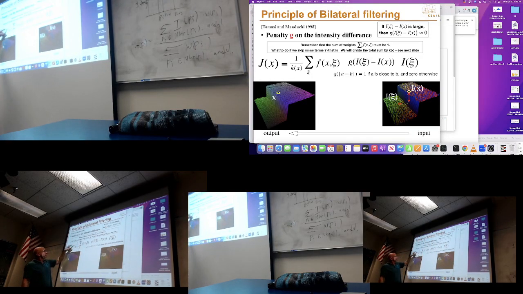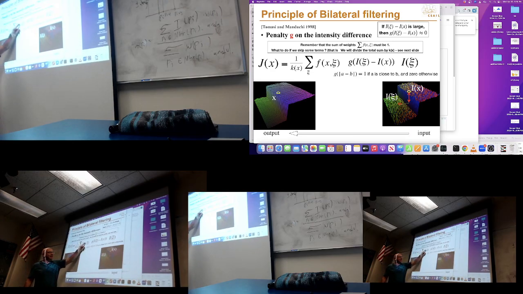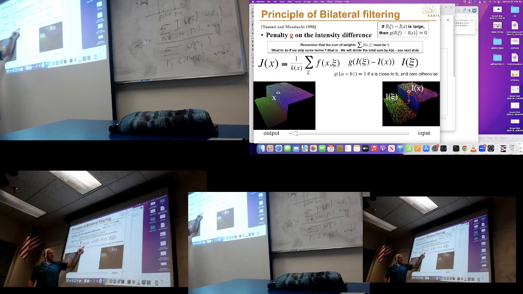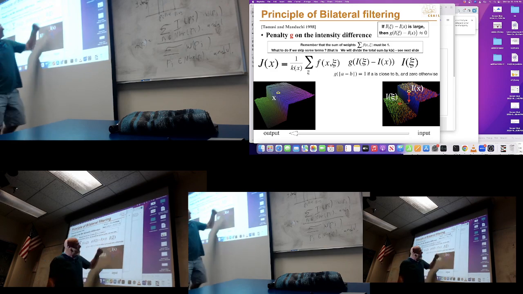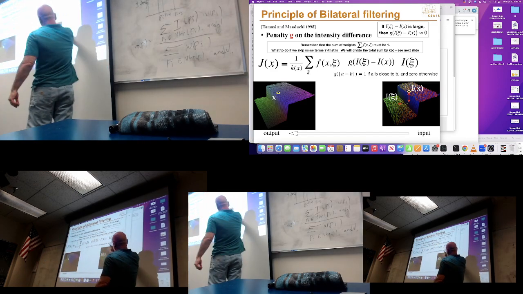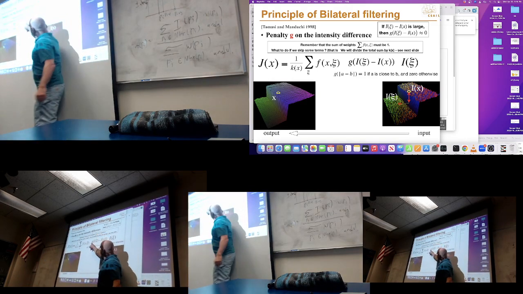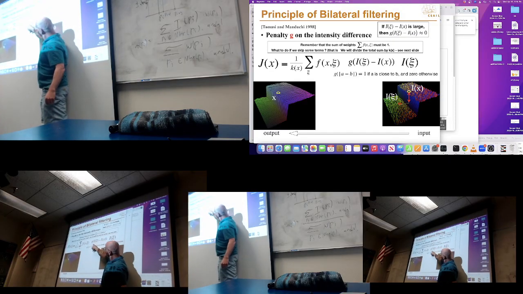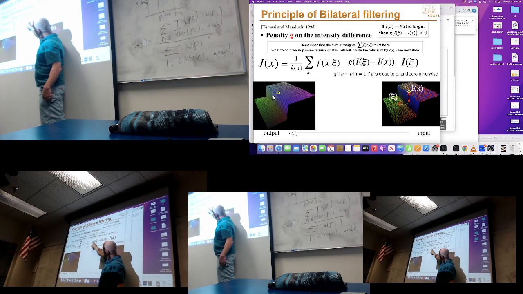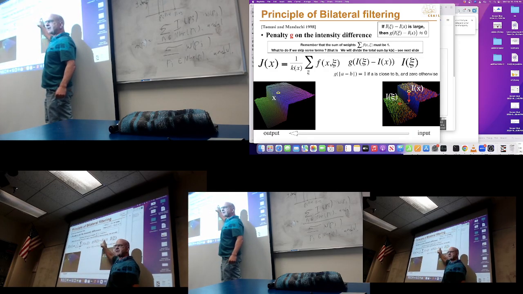Instead, I will compute the convolved value of x as the sum over all the neighbors next to x, the intensity of this point, I of x, and here is a new term: a Gaussian of the intensity at c minus the intensity of x.